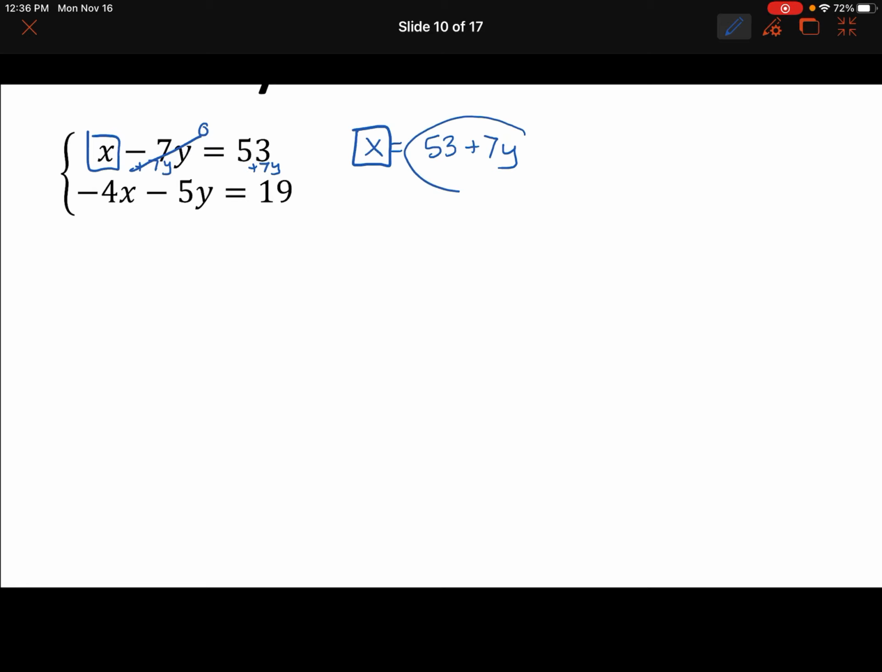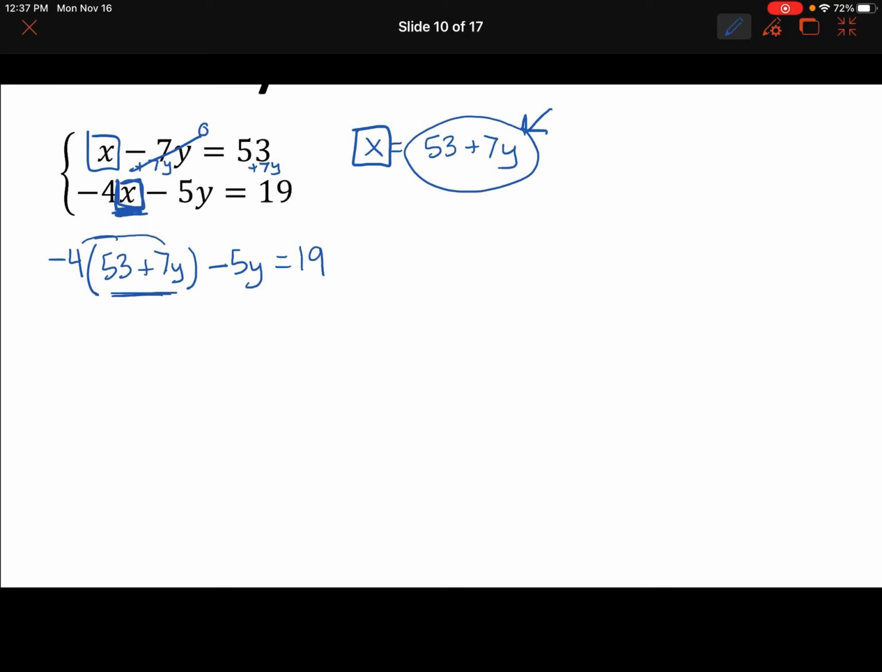So x is equal to all of this stuff. Anytime you see an x, like right here in this second equation, I can replace it with all of this stuff in the circle of what x is equal to. So that's what I'm going to do. I'm going to take this second equation now, -4, but instead of this x, I replace it with everything that x is equal to, 53 plus 7y, and then continue finishing the equation. And now I have an equation to solve. So this is the stuff I replaced x with.